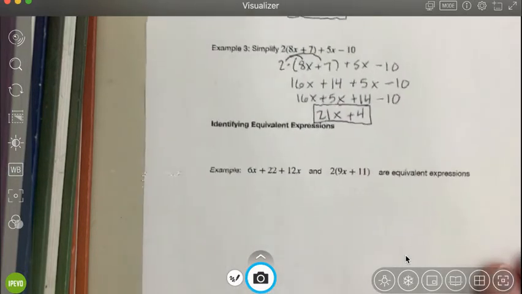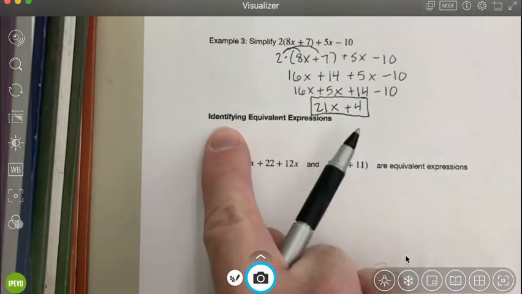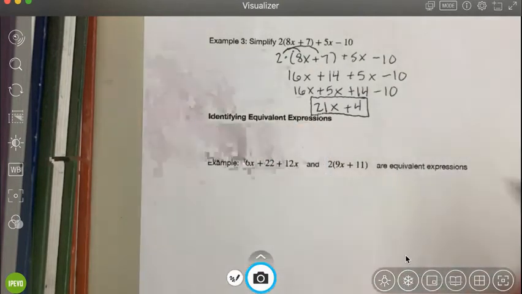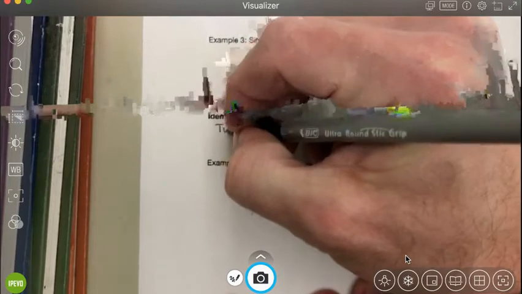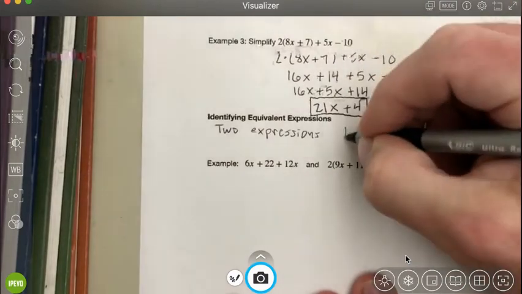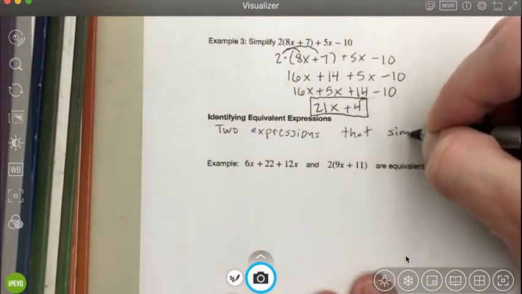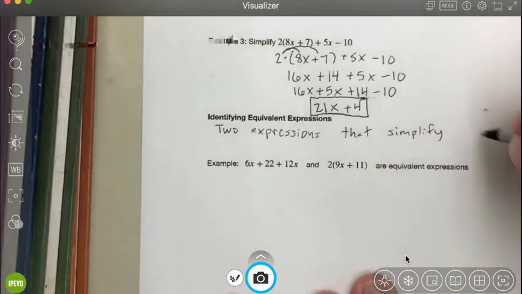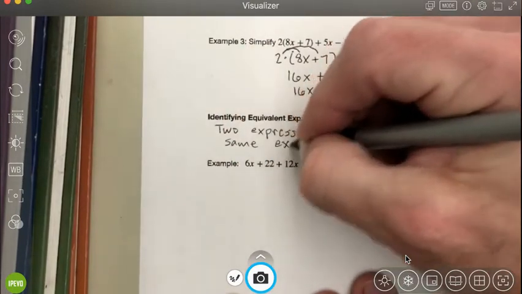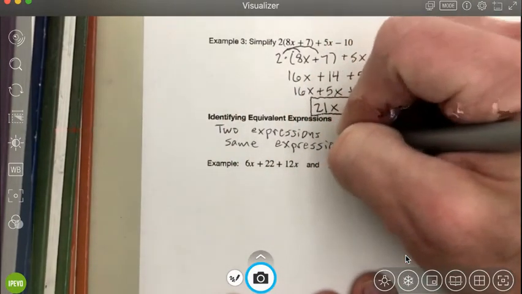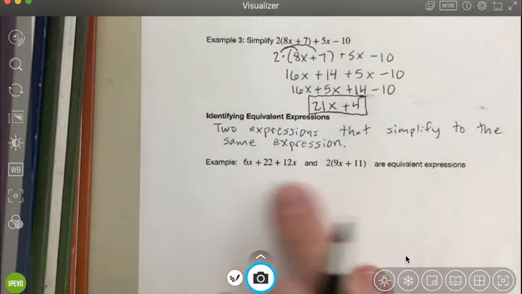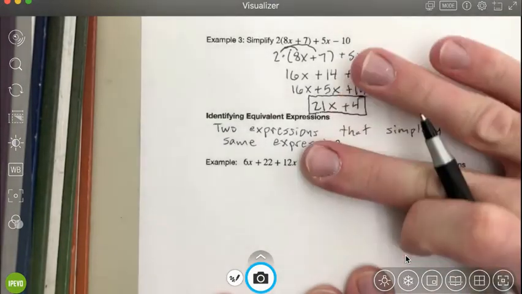The last thing I want to bring up is there's something known as identifying equivalent expressions. Sounds fancy, but all it means is two expressions that simplify to the same expression. And to illustrate what I mean, if we take a look at this example right here, I'm first going to simplify this one.